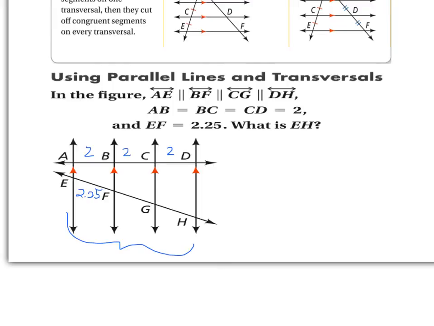So essentially, this is 2.25, and this is 2.25. In order to find EH, you take 2.25 plus 2.25 plus 2.25, and that's going to equal EH, which happens to be 6.75.